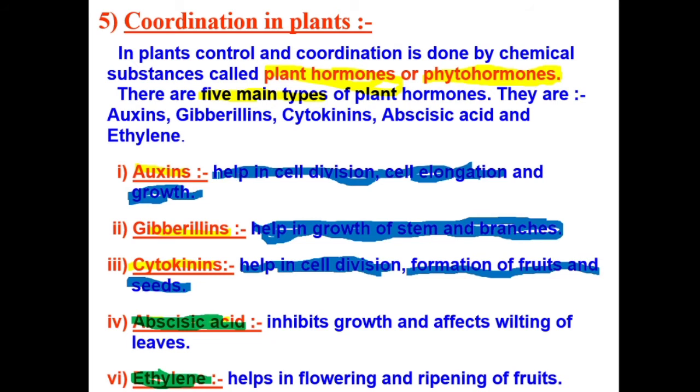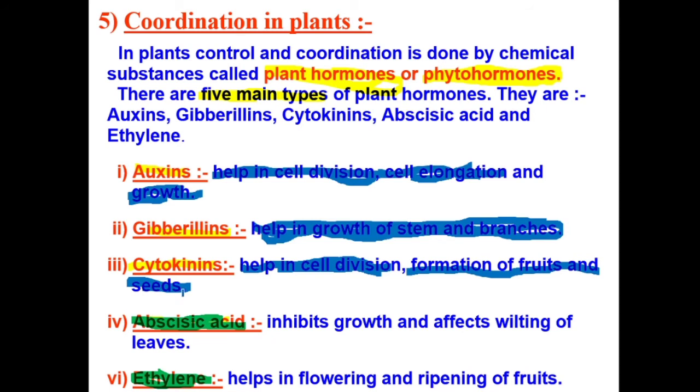Auxin, what it does? Helps in cell division and cell elongation. Gibberellin helps in growth of branches and stem. Cytokinins, what they do? They help in cell division. From the name itself, it should be clear. Cyto means cell, kinin means breaking. So obviously it will help in cell division, and it also helps in formation of fruit and seeds.